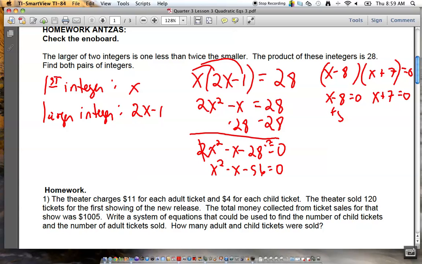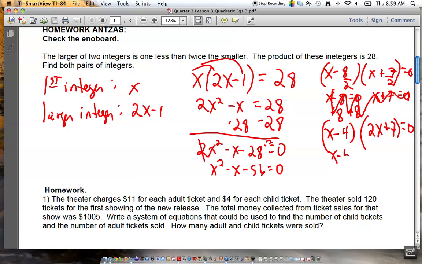Do we have to divide? Divide back in by 2. X minus 4 equals 0, 2x plus 7 equals 0. X equals 4, and 2x equals negative 7, so x is negative 7 divided by 2, negative 3.5.